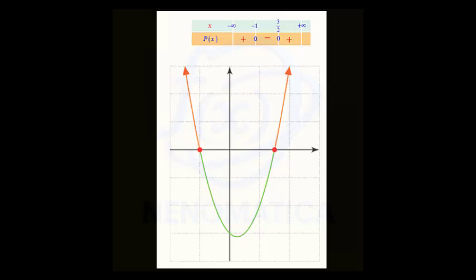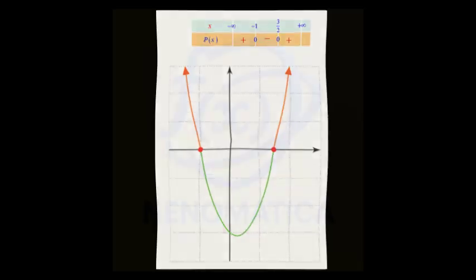Final check and summary. The sign pattern is positive, 0, negative, 0, positive across the real line at the roots -1 and 3/2. The graph confirms these intervals exactly. Therefore, p of x is positive for x less than -1, and for x greater than 3/2, equal to 0 at x equals -1, and x equals 3/2, and negative for x between them.